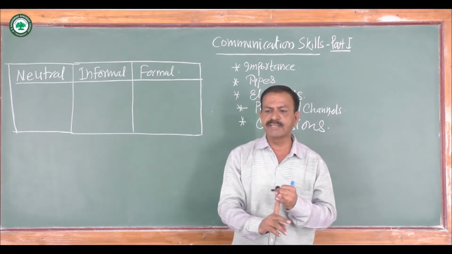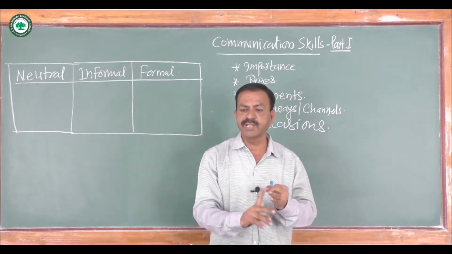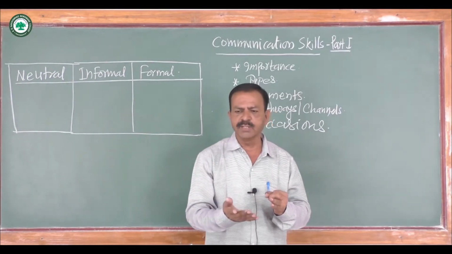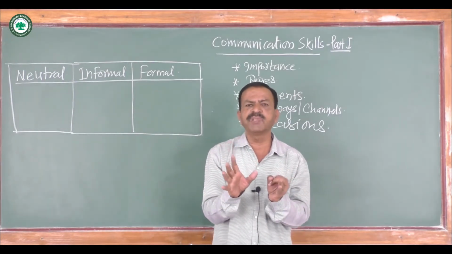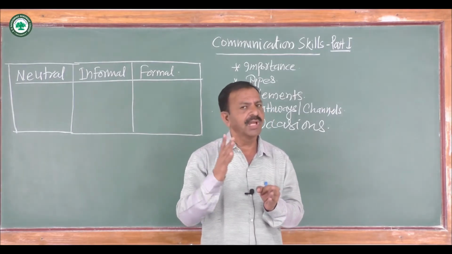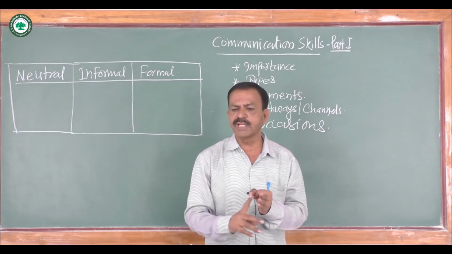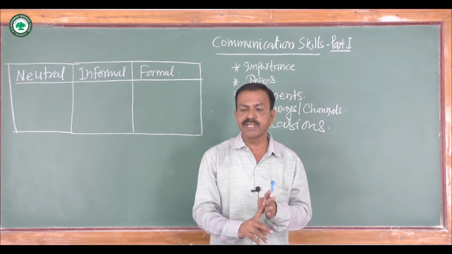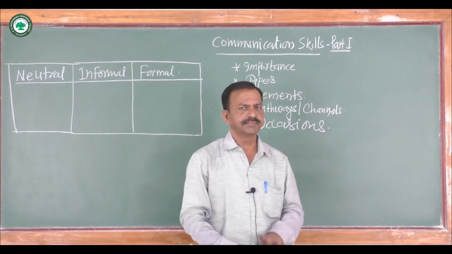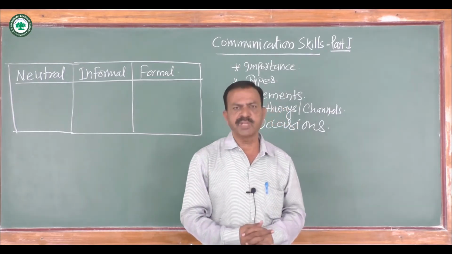The first is the content. The second one is the encoder, that is the speaker, in simple language we say. The third one is the form, that is the language, and that is verbal and non-verbal communication related to it. The next one is the channel. Which channel do we use to communicate?